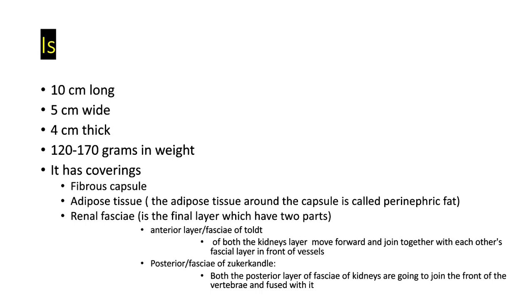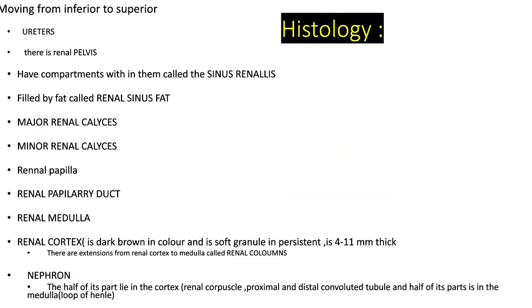The anterior and posterior fascia both join together in front of the vessels, while the posterior fascia connects from the posterior side, and that's why they are called the fascia of Zuckerkandl, and it connects the kidneys to the posterior abdominal wall.